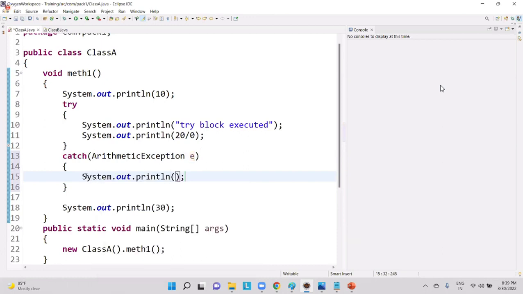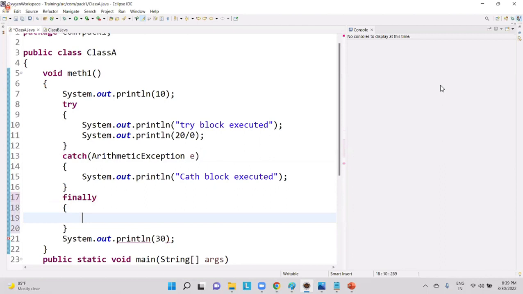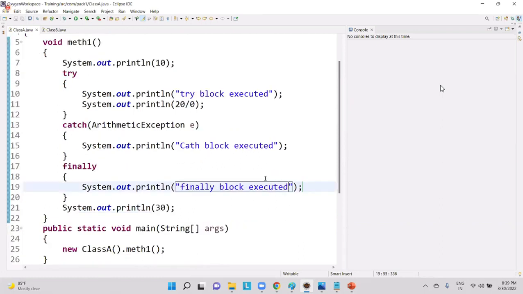After that, I'm writing a catch block, and here I'm writing ArithmeticException e, and simply System.out.println "catch block executed". And I'm also writing a finally block, System.out.println "finally block executed". So right now, if I execute my program, am I going to get this "try block executed"? Yes or no?